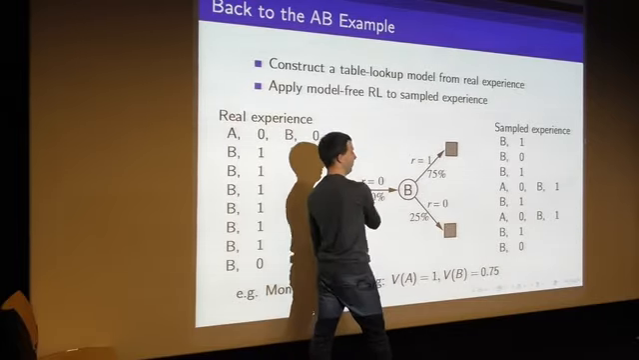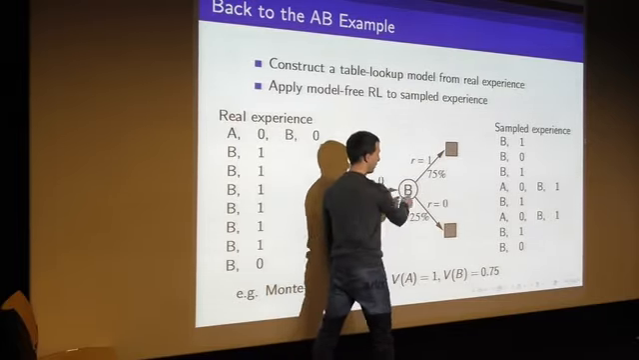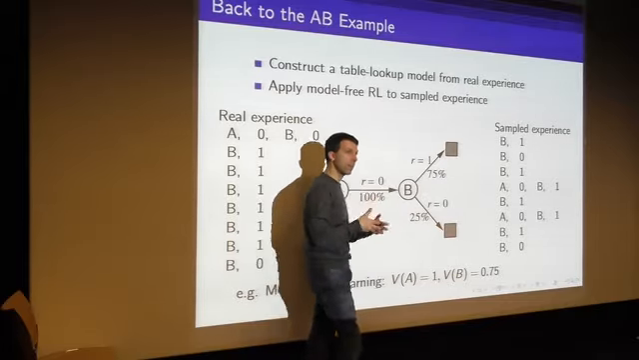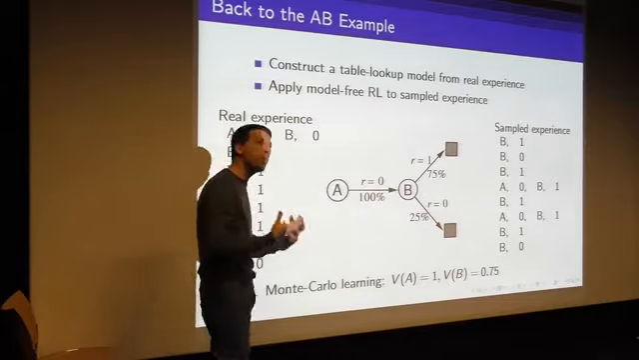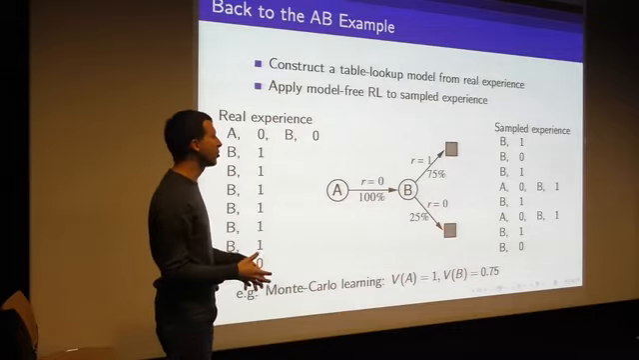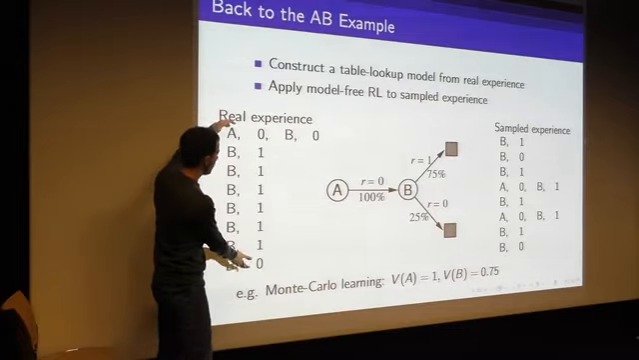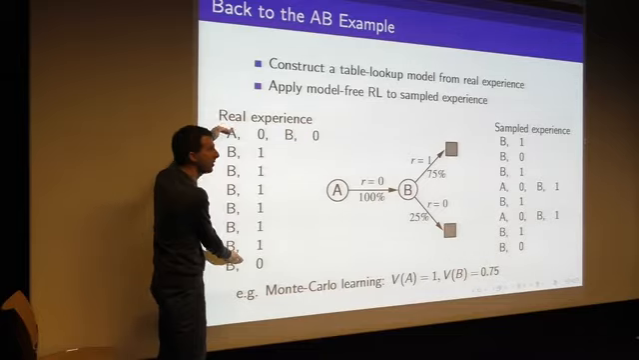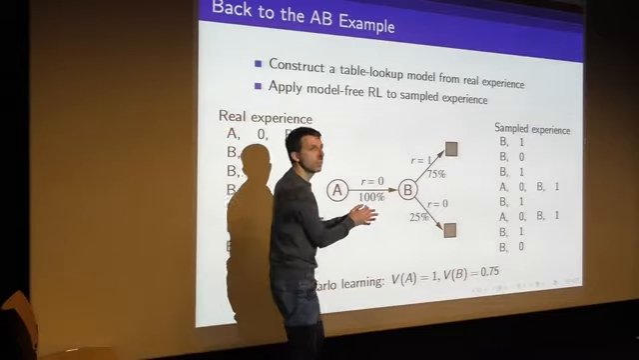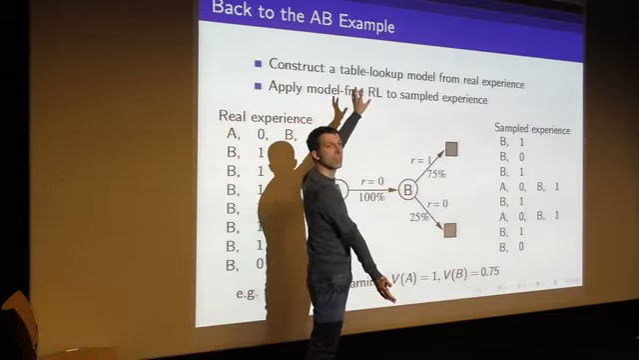And B1, and A0, B1, B1, B0. So we're just sampling from our own model. And it should be clear that the advantage of this approach is that even though we've only seen this number of real trajectories, we're able to sample as many trajectories as we can given our computational budget.